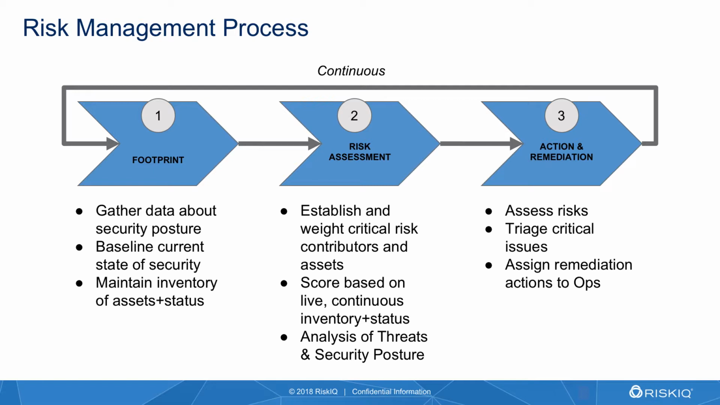And so right in this form, on number 2, we're essentially establishing and weighing all the critical risk contributors against your assets. And then we're going to score this based on live, continuous inventory and status. Essentially, we break this down into 2 ways, and I'll go over that in a couple of slides. But we take all of this information and we put it into an action and remediation plan.